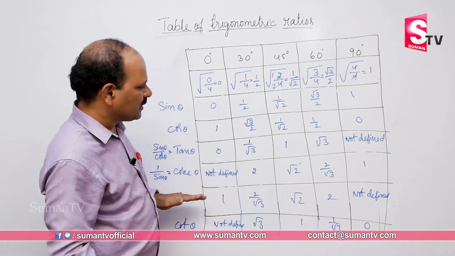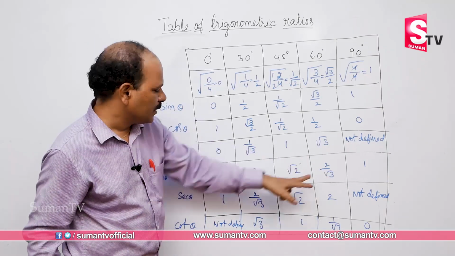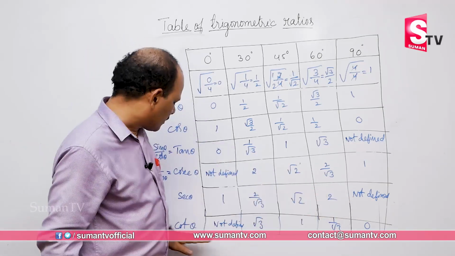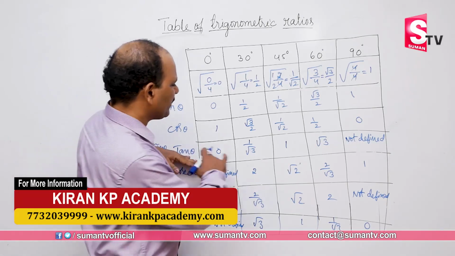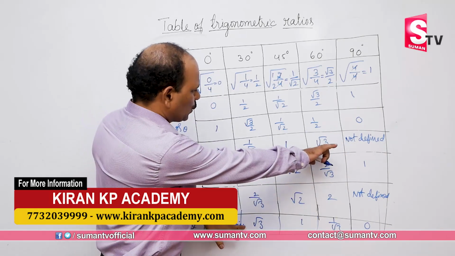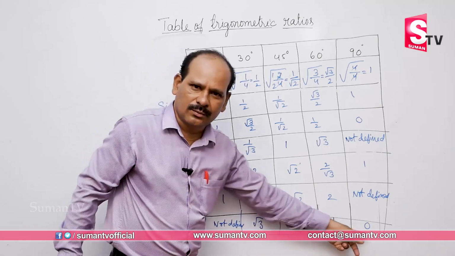For secant theta, just write these values in the reverse order: 1, 2 by root 3, root 2, 2 and not defined. For cot theta also, write the tan theta values in reverse order: not defined, root 3, 1, 1 by root 3, 0.